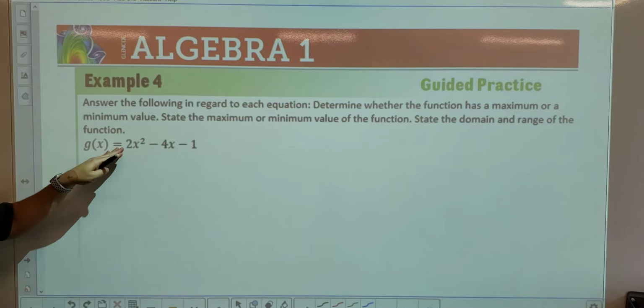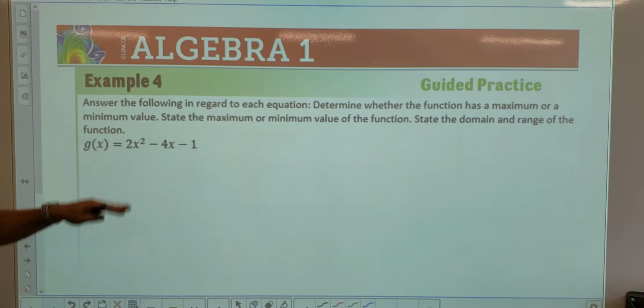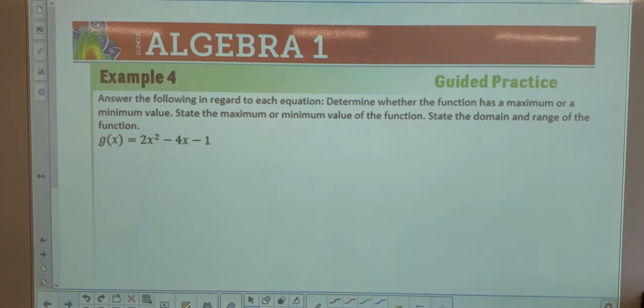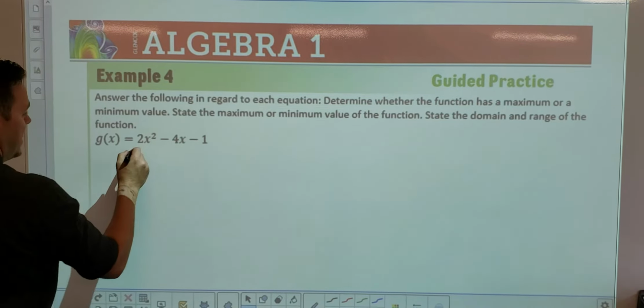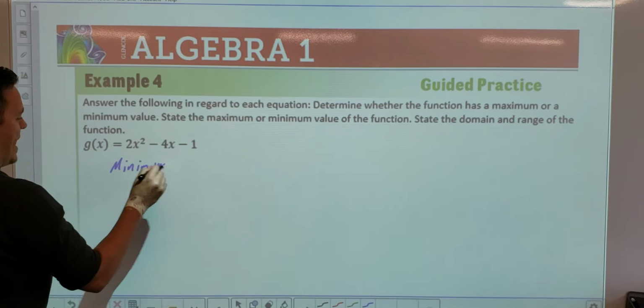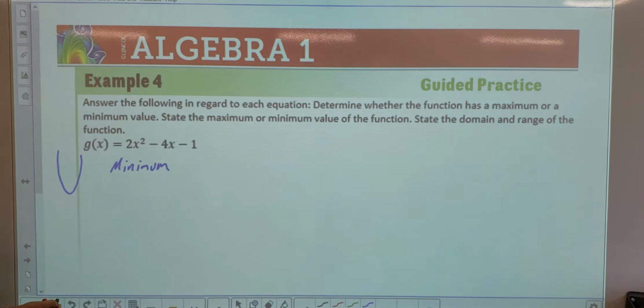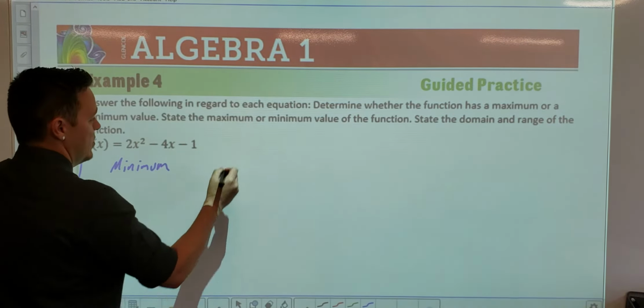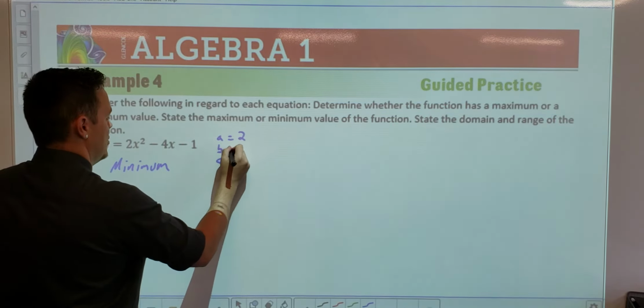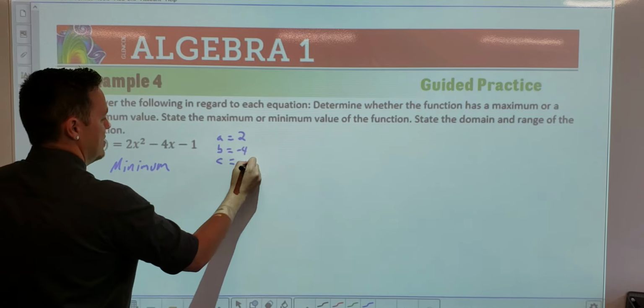Identify if this is a minimum or a maximum value. Then state your domain and range of the function, ladies and gentlemen. All right, hopefully you guys know that this is now a minimum. So what this means is that this graph goes like this, right? So it's a U. So now what you want to do is identify your pieces. ABC is going to be a 2, negative 4, and a negative 1.